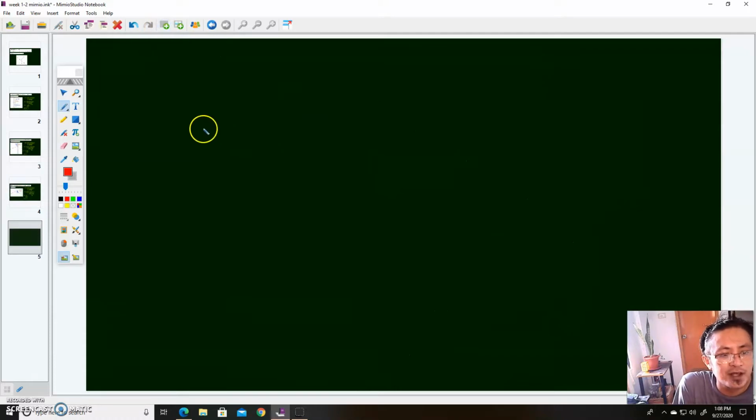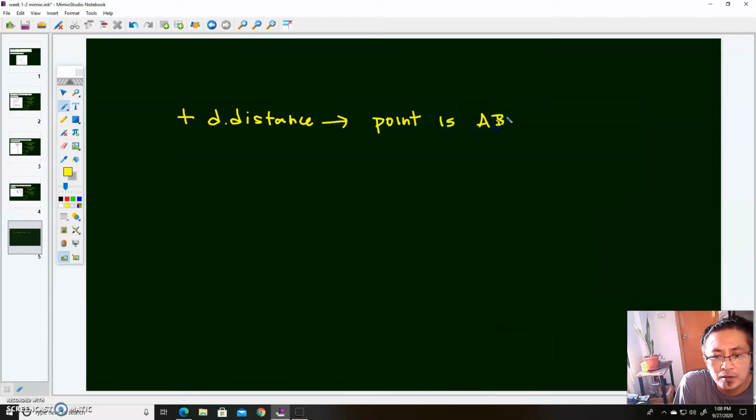So let's just summarize that. A positive directed distance, I'm just abbreviating the word directed, means the given point is above the line. And a negative directed distance follows that the point is below the line. So this is very important.